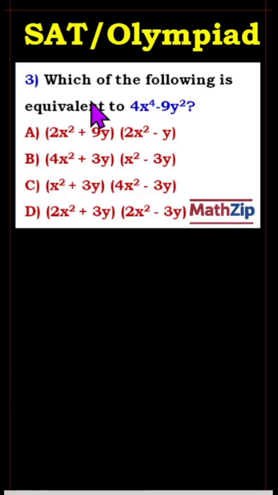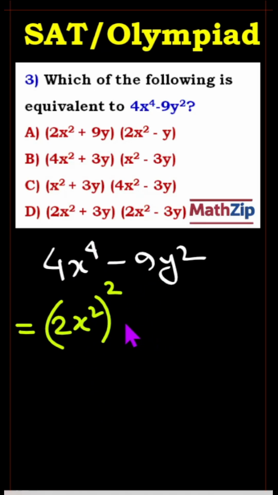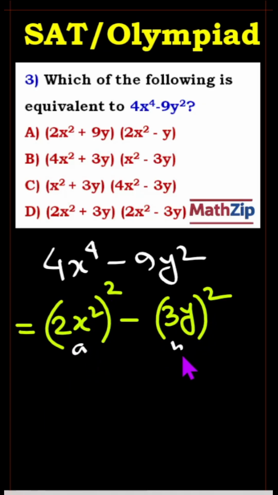Number 3. Which of the following is equivalent to 4x to the power 4 minus 9y square. This one we can write, here is 4, so 2 and x to the power 4, it means here x square and whole square. Okay, 2 square means 4x square, square means x to the power 4, minus 9 we can write 3 and y square we can write y and then square. So it's looking a square minus b square.